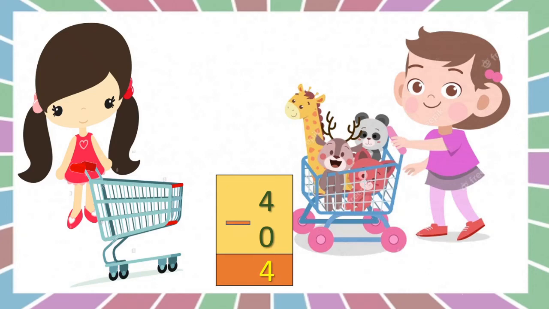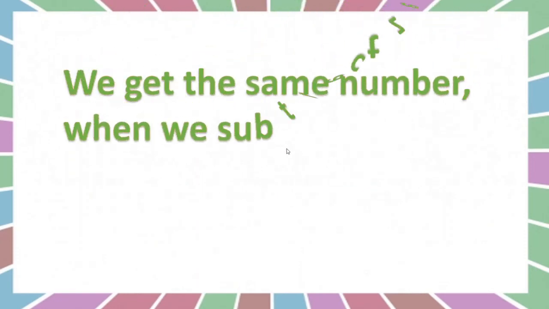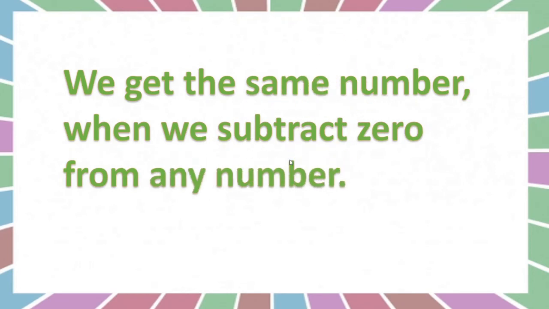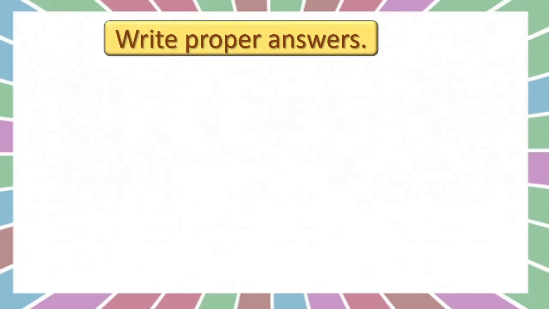Okay. Now here we can write like this. We get the same number when we subtract 0 from any number. 100 minus 0 is equal to 100. 85 minus 0 is equal to 85. For this, children, we get the same number as the answer, from which we subtract 0. Okay? Now write proper answers. Now I hope you understood the topic clearly.